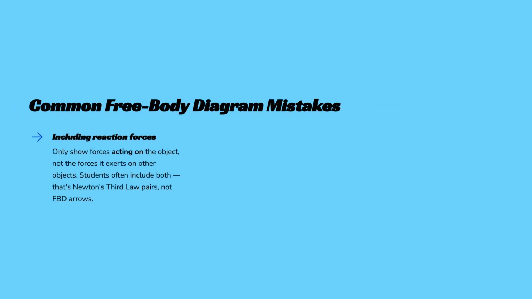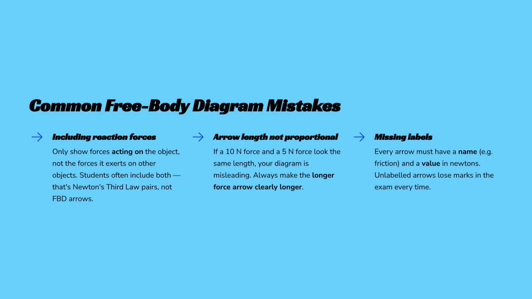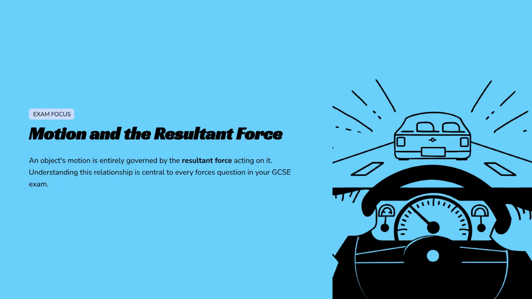Common mistakes in free body diagrams include showing reaction forces the object exerts on others, failing to keep arrow lengths proportional, and omitting labels. Remember, only show forces acting on the object, ensure length reflects magnitude, and always name and value your forces. Exam focus.